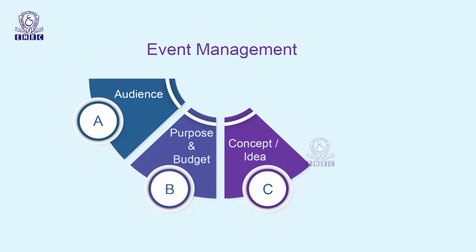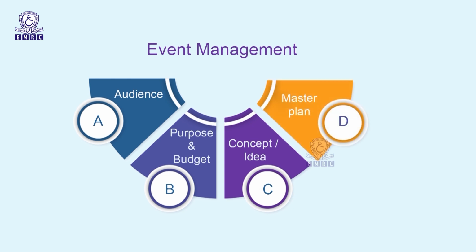Putting every resource to action is event management. Every event, whether small or large, needs a master plan for resources. First in the list is audience. Once this is clear, then comes the purpose and budget of events. Then the concept or idea. ABC of event planning, these three are the three musketeers of any event. Once these three are clear, a master plan of events can be had.